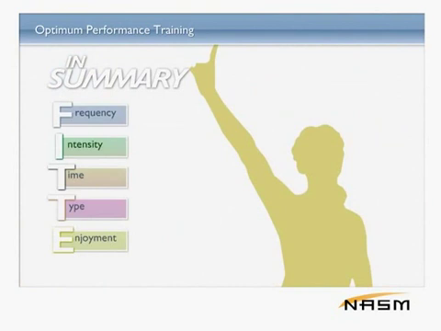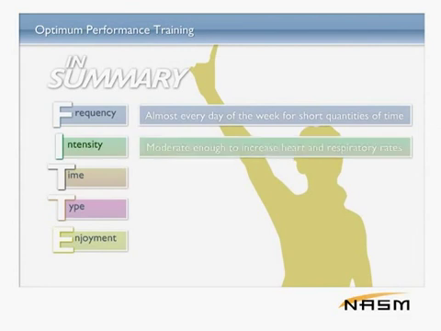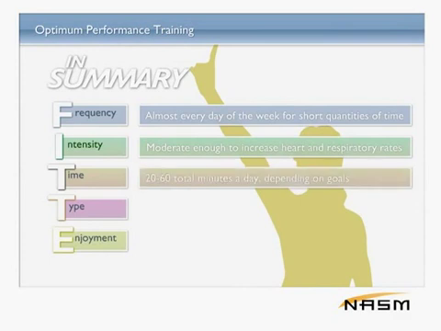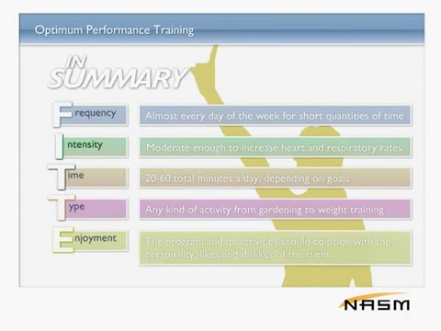The FITTE guidelines allow for the development of a proper program and quantify its variables. Recommendations include frequency, almost every day of the week for short quantities of time. Intensity, moderate enough to increase heart and respiratory rates. Time, 20 to 60 minutes total a day, depending on goals. Type, any kind of activity from gardening to weight training. And enjoyment. The program and its activities should coincide with the personality, likes, and dislikes of the client.